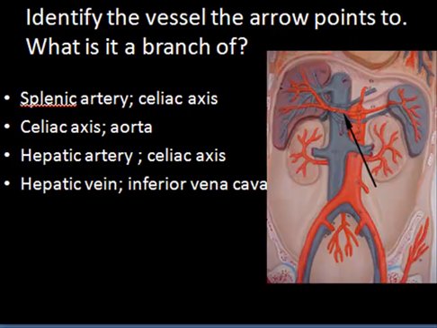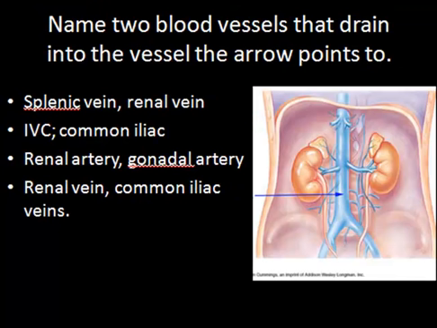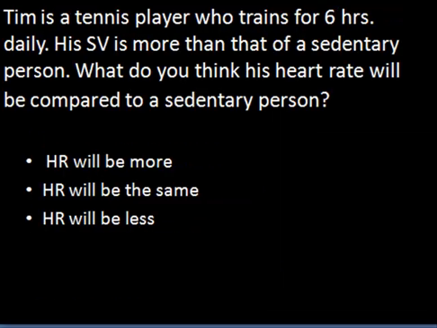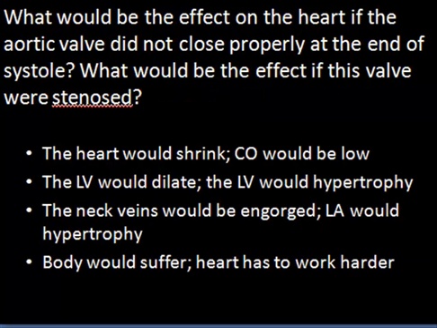The next one, again on circulation, where you have to identify a vessel and then say what it is a branch of. Then again, identify, and you have to name two vessels which drain into this one. Here again is a bit of circulation and physiology, where you identify the vessel and then say what would happen if there was atherosclerosis. And this is on physiology, something to do with cardiac output. And here again on physiology, and this takes into account the cardiac cycle. So if you notice, the cardiac cycle is really important.